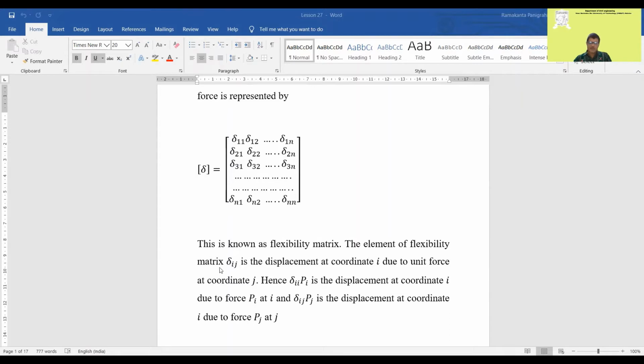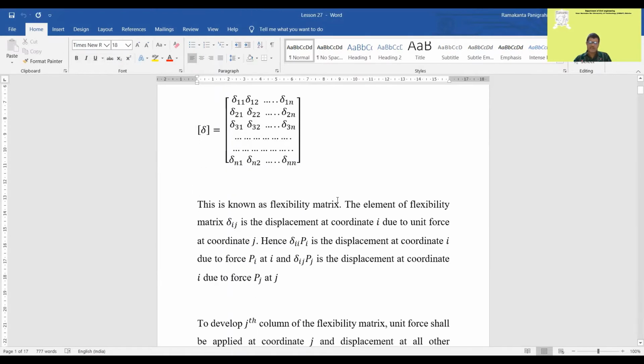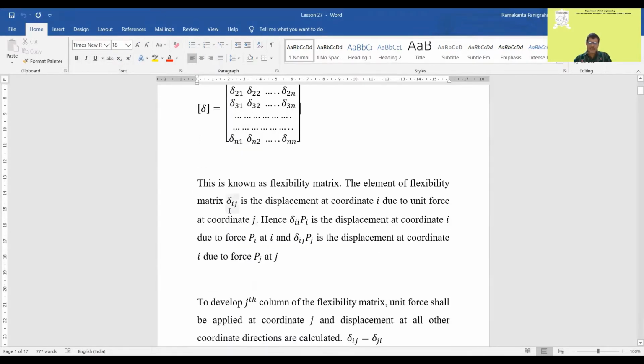Now, what is the meaning of delta Ij? Delta Ij is the displacement at coordinate I due to the unity force applied at coordinate J. If you remember, in the stiffness method we applied the displacements. Here you will apply the forces, the unknown forces, because the forces are the unknowns. Let me explain.